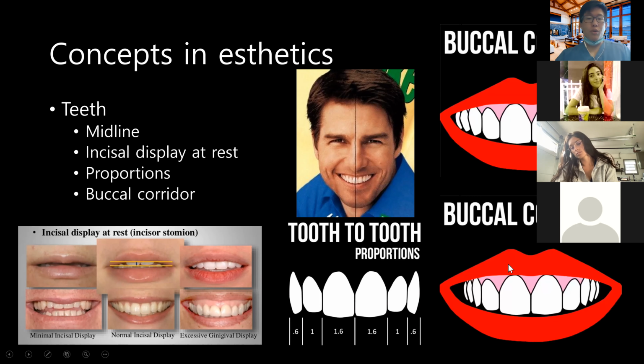Finally, buccal corridors. Buccal corridors mean the black space that shows next to your cheeks when you smile. If I smile, this darkness is the buccal corridor. The ideal is for your teeth to fill the buccal corridor. So when you smile, you look like you have a nice wide arch, like on the top here. But on the bottom, you can see there's a lot of black space showing when you smile. That means you have a very narrow arch, and that's not as aesthetic.